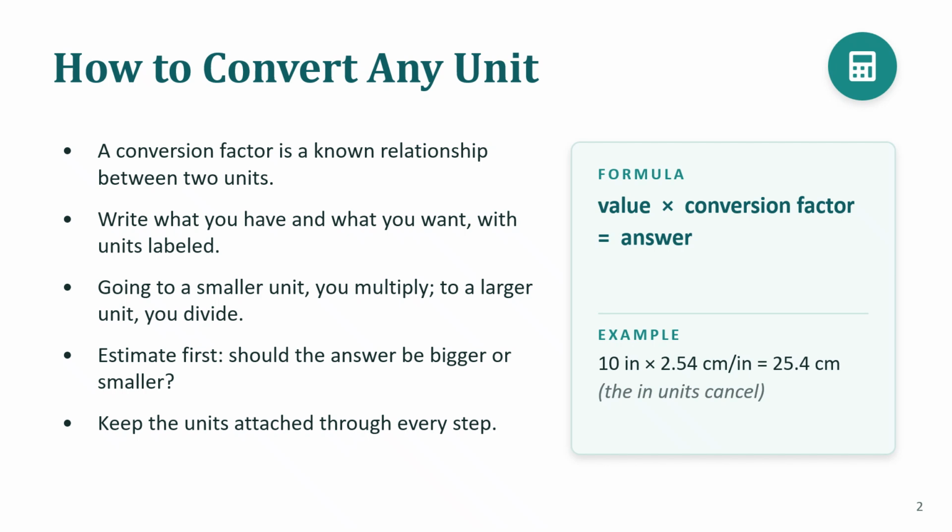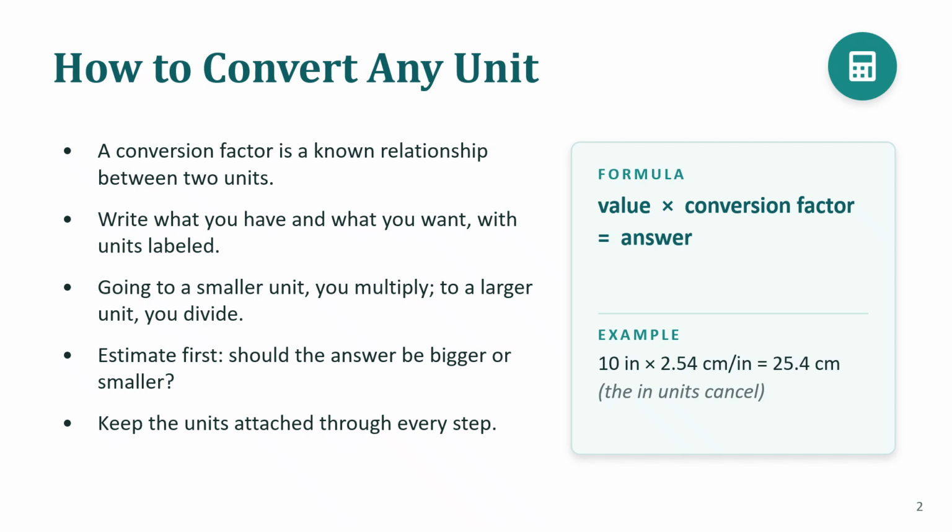Write down what you have with its unit and what you want with its unit. Then ask, am I going to a larger unit or a smaller unit? If you're converting to a smaller unit, you will usually have more of them, so you multiply. If you are converting to a larger unit, you will have fewer of them, so you divide. Always keep the units written next to the numbers because the unit tells you whether your setup makes sense.